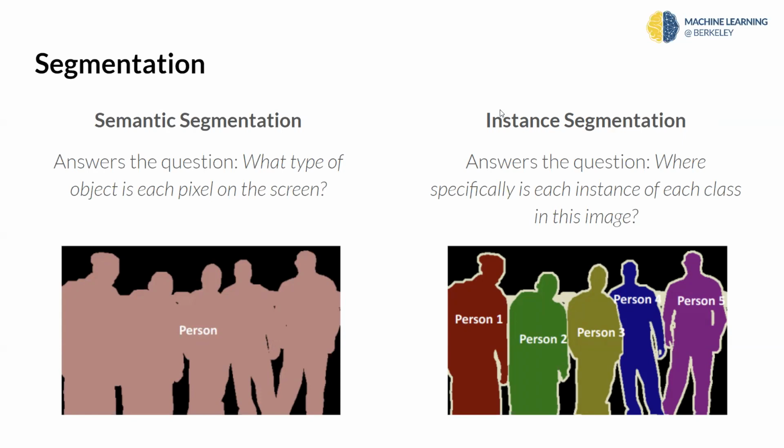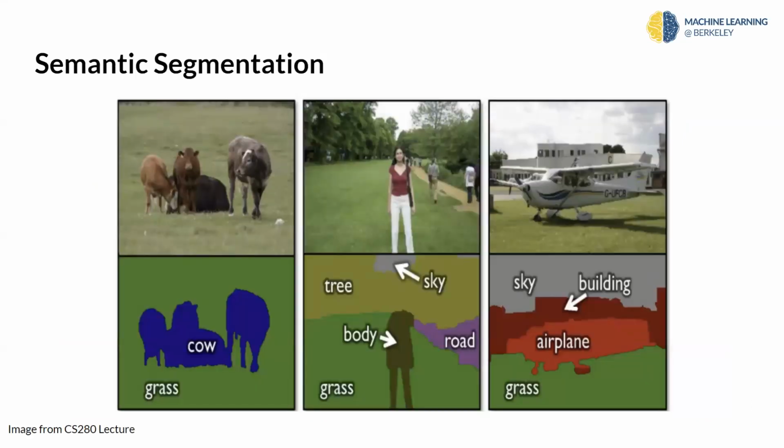Next, we have instance segmentation. This is answering an even more specific question, which is not only what every pixel on the screen is, but also how they are grouped together, right? If we have a bunch of people, we want to be able to separate out person one, person two, etc. So it's not just identifying what it is, but also identifying the different instances of whatever it is you are classifying.